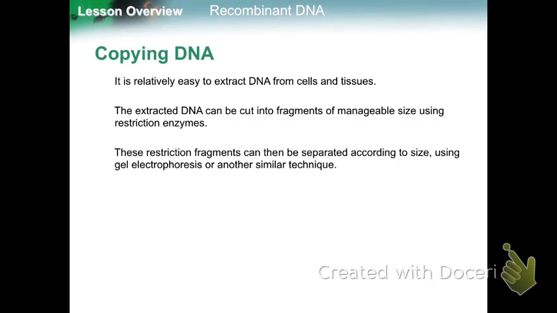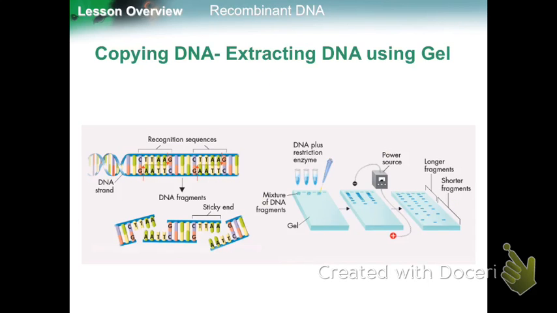It's easy to extract DNA from cells and tissues, and it can be cut into fragments of manageable size using what we call restriction enzymes. These restriction fragments can be separated according to size using electrophoresis or another technique.